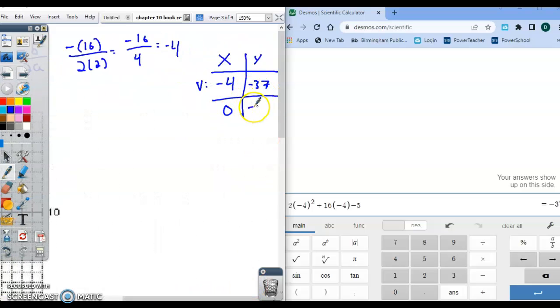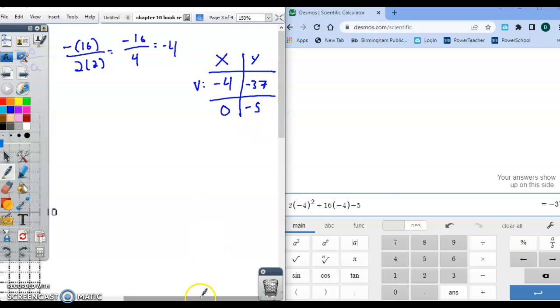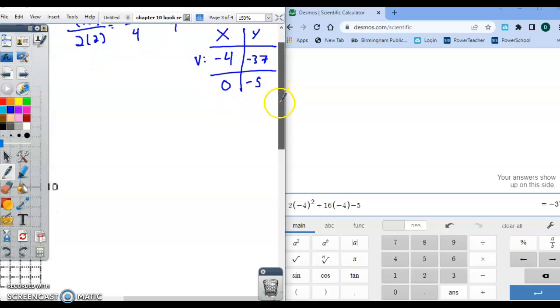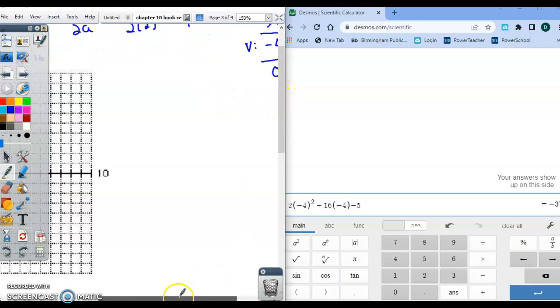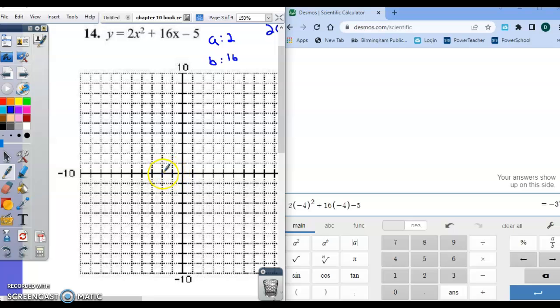So if I use 0, negative 5, then I have to go equal distance away from that. Let's go ahead and graph this. How are we going to do this when 37 is way off the graph? Well, what I'm going to do is just put in negative 4 for my x. 1, 2, 3, 4. So there's my negative 4.